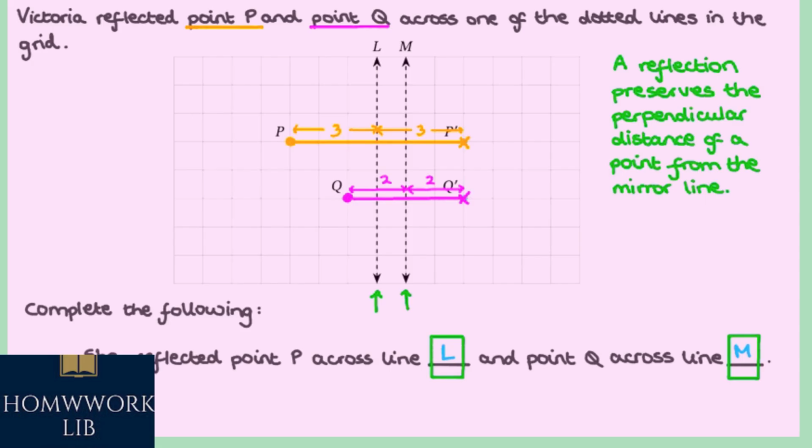By considering the perpendicular distance of each point and its image from the possible mirror lines, we've found that Victoria reflected point P across line L and point Q across line M.